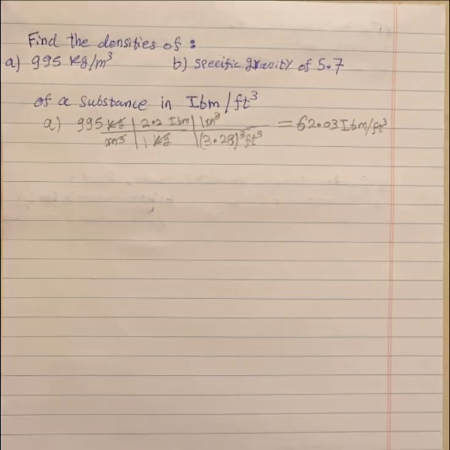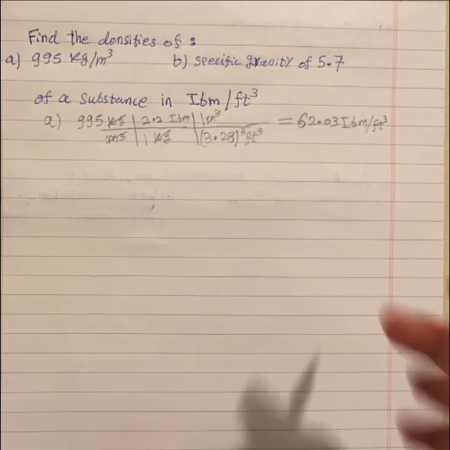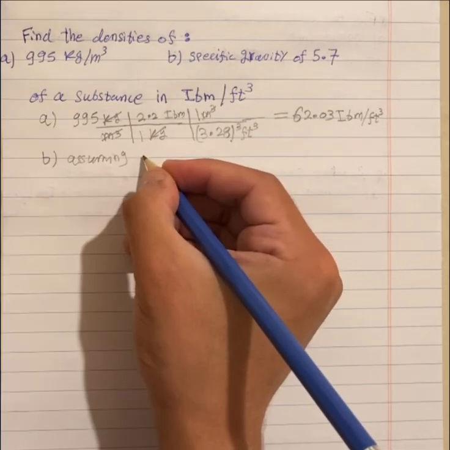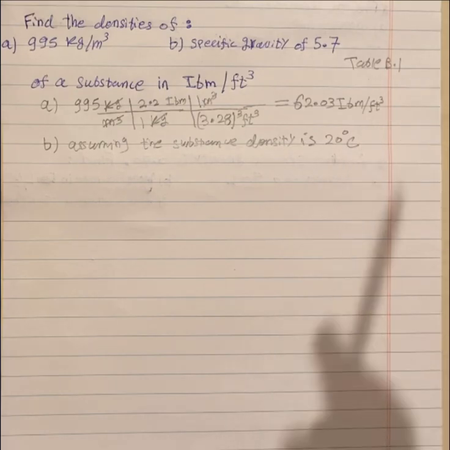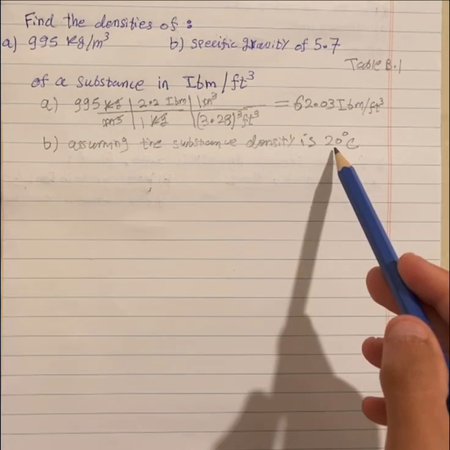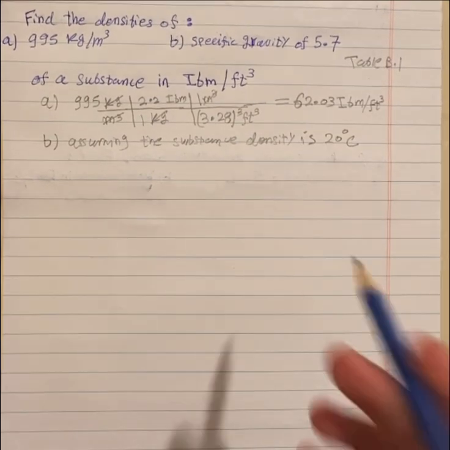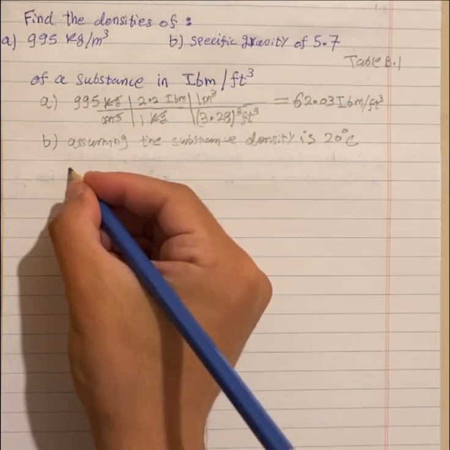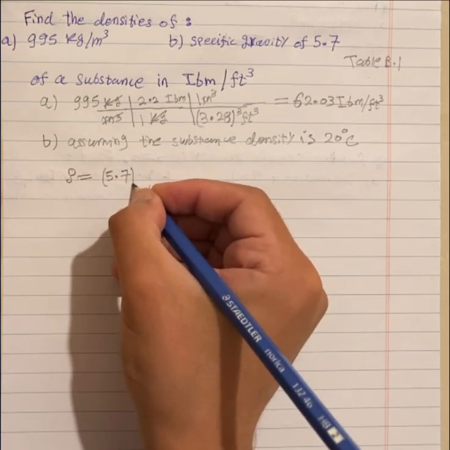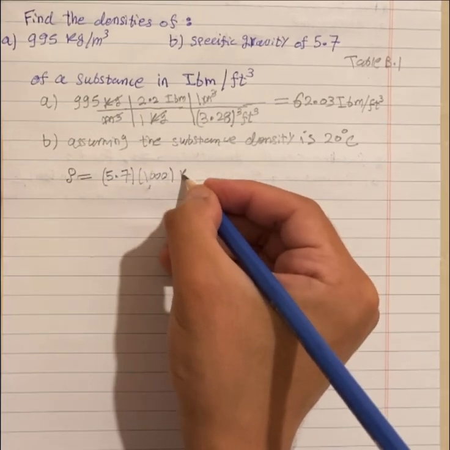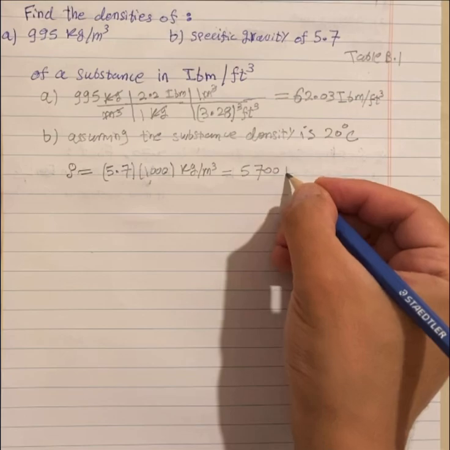The other requirement is to find the density given the specific gravity of a substance. The specific gravity is 5.7, assuming the substance density is at 20 degrees, because the specific gravity listed on table B1 in Elementary Principles of Chemical Processes is at 20 degrees Celsius for the liquid or for the solid relative to the density of water at 4 degrees Celsius. So we'll use specific gravity to find the density. Density of the substance is equal to 5.7 multiplied by the reference density, which is 1000, and the unit will be kilogram per meter cube. And the answer will be 5700 kilogram per meter cube.